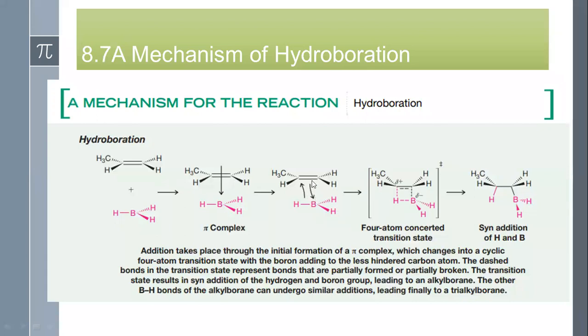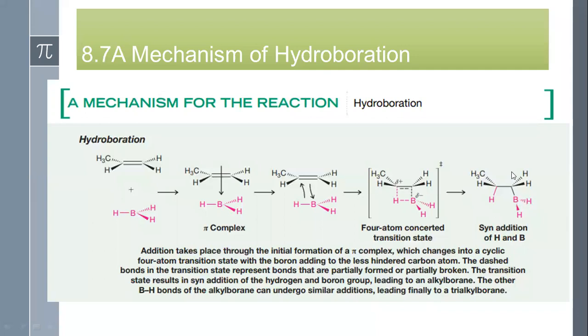There is bond formation between carbon and boron, bond formation between carbon and hydrogen, bond breaking between boron and hydrogen, and bond breaking of the alkene pi bond. So you have your 4-atom concerted transition state, which ends up as the syn addition of your hydrogen and boron to your alkene.